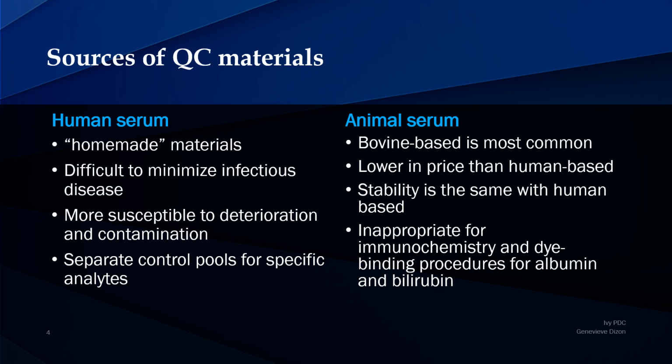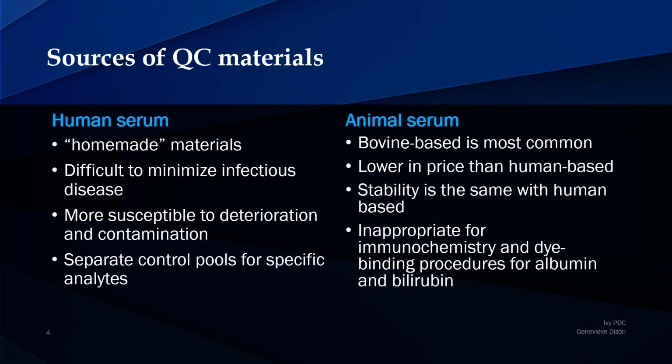The second one is animal-based serum. The most common animal serum is the bovine-based serum. Now, this is lower in price than the human-based. Its stability is the same as the human-based, but it is inappropriate for immunochemistry and dye binding procedures.